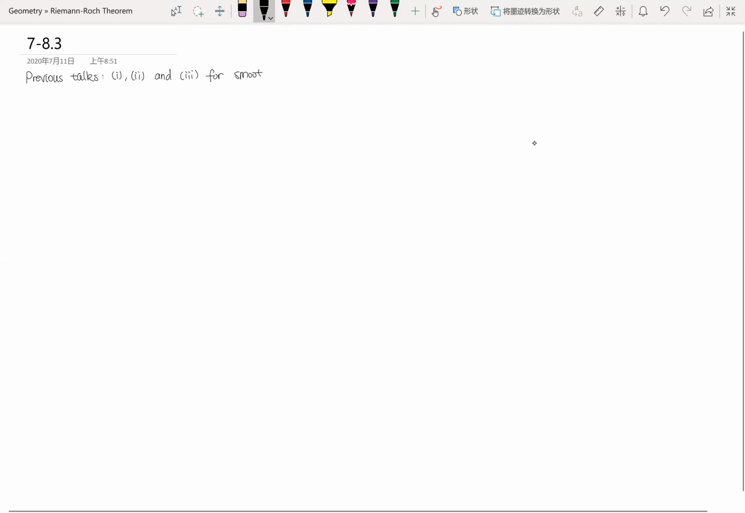Recall that previously we have established the theorem. So we have proved 1, 2, and 3 for smooth and real linear Cauchy-Riemann operators. And we are going to finish the proof of the following theorem.